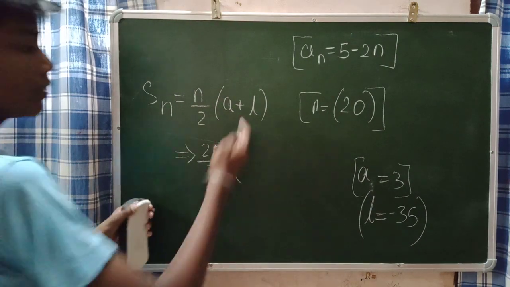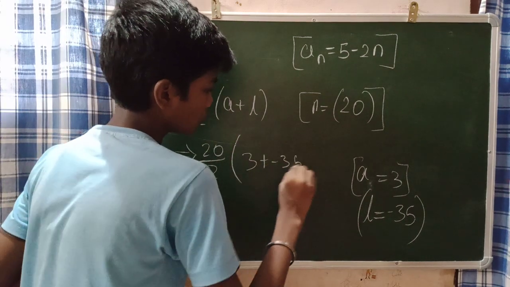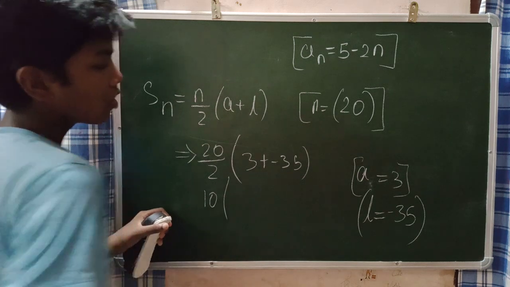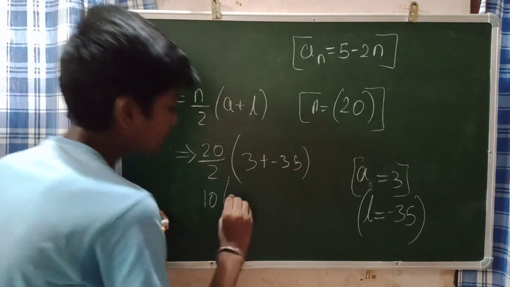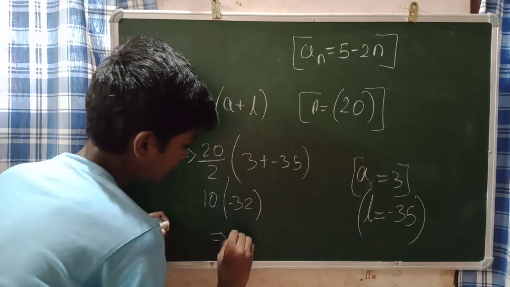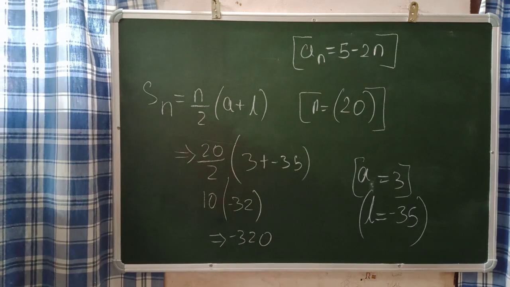So 20 by 2 into a plus l will be equal to 3 plus minus 35. So 20 by 2 is equal to 10. So 10 into 3 plus minus 35, that is 3 minus 35, which is equal to minus 32. So the final answer is minus 320, and that is the sum of the first 20 terms of this particular AP.